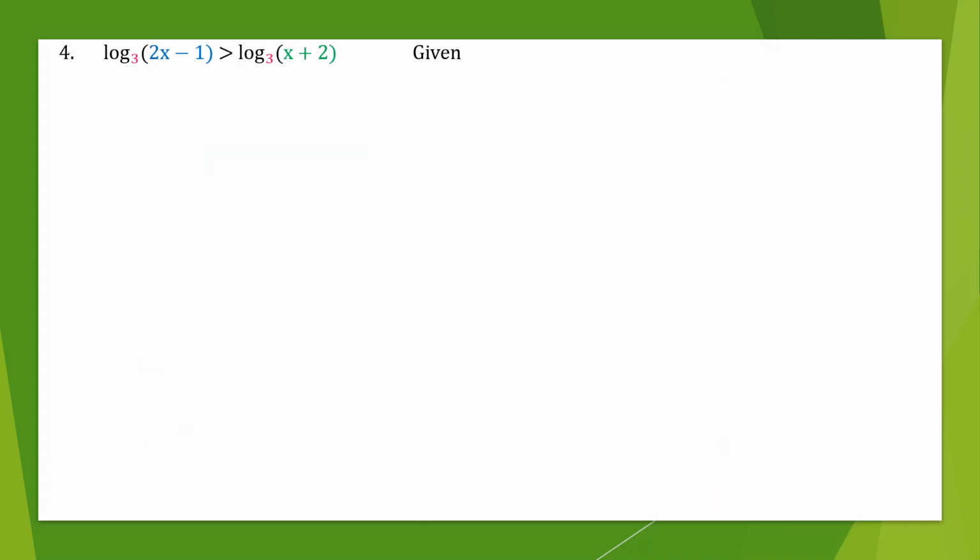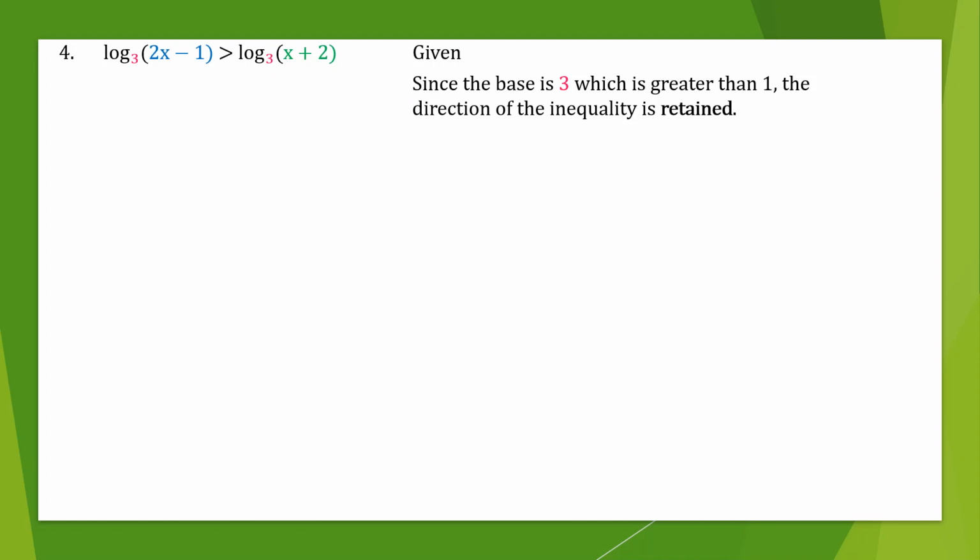Number 4, logarithm base 3 of 2x minus 1 is greater than logarithm base 3 of x plus 2. Since the base is 3, which is greater than 1, the direction of the inequality is retained. For the boundaries, we have 2x minus 1 is greater than 0 and x plus 2 is greater than 0. Let us solve for x to find the boundaries. So we have x is greater than 1/2 and x is greater than negative 2.